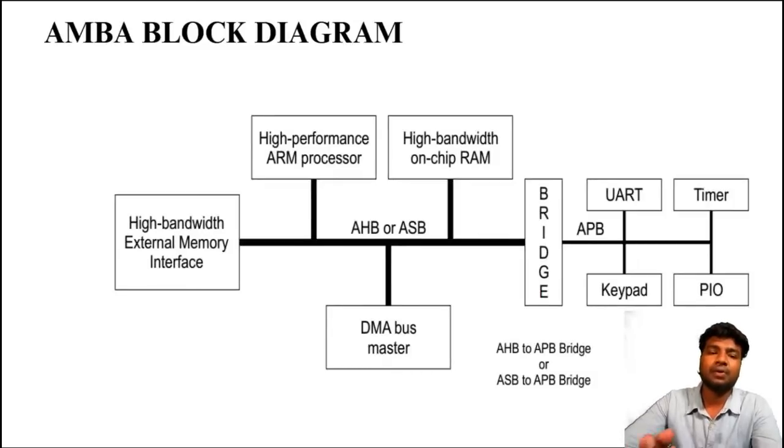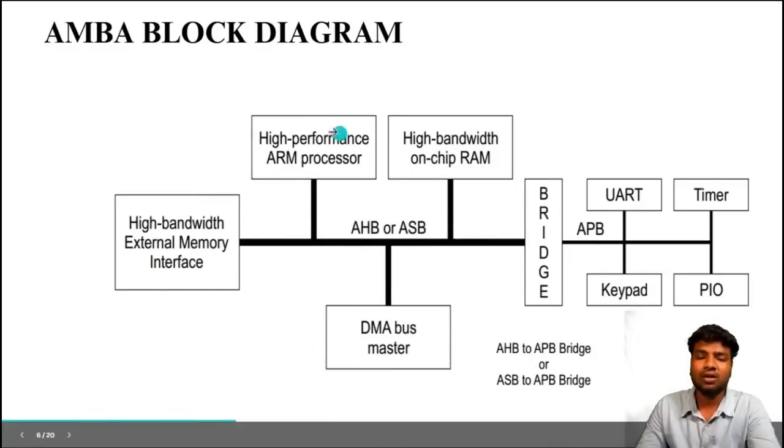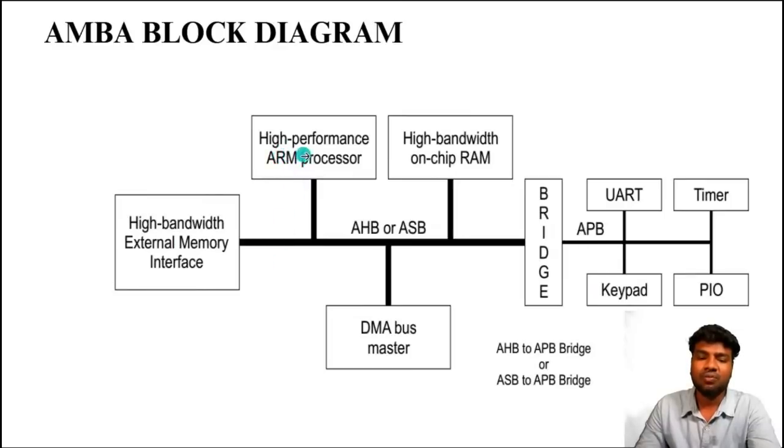So let's see the AMBA block diagram. This is the AMBA block diagram. Here you can see there is one bridge. AHB is a high speed bus, so it makes communication very fast compared to APB. That's why the AHB protocol is used for connecting the high performance ARM processor with the DMA master, or high bandwidth external memory interface, or high bandwidth on-chip RAM. All these component blocks require more speed, like high speed communication and high speed data transferring, so they use the AHB protocol.